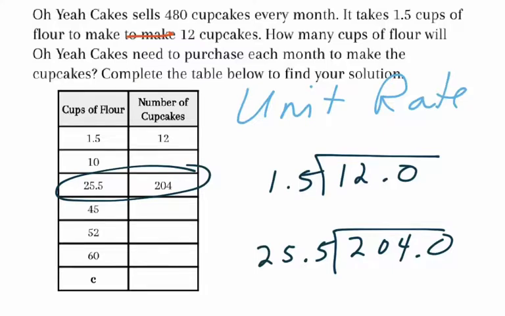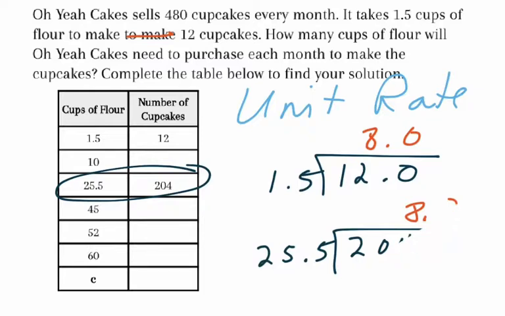So I'll tell you real quick, you throw this into a calculator, you divide these out, you're going to get 8. The unit rate is 8 basically, which means what does 8 stand for in this word problem? Well, 8 stands for a cup of flour makes 8 cupcakes. So a cup of flour makes 8 cupcakes.